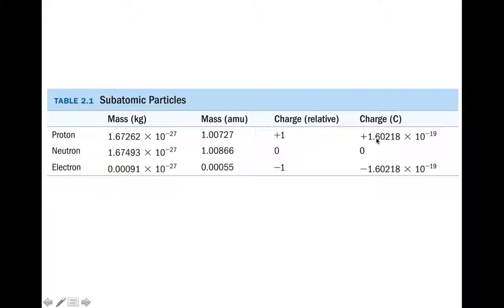So since that's the charge of an electron or a proton, if we have an excess proton or too few electrons, we're just going to call the charge +1. And we'll know what that means. And if we have an excess of electrons, we'll call the charge -1.